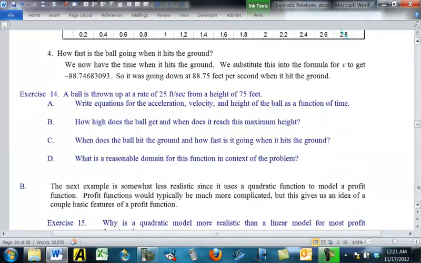And so there's a graph of it. And so it's going 88.75 feet per second downward when it hits the ground. And we know what time it hits the ground. So here's another one for you to try here.